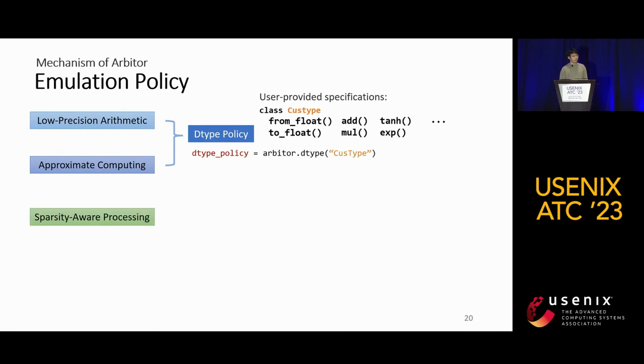For emulating sparsity-aware processing, we provide a mask policy, where users specify an N and M to configure an arbitrary N-to-M sparsity pattern. Users would also need to provide a scoring function to decide how to prune values.